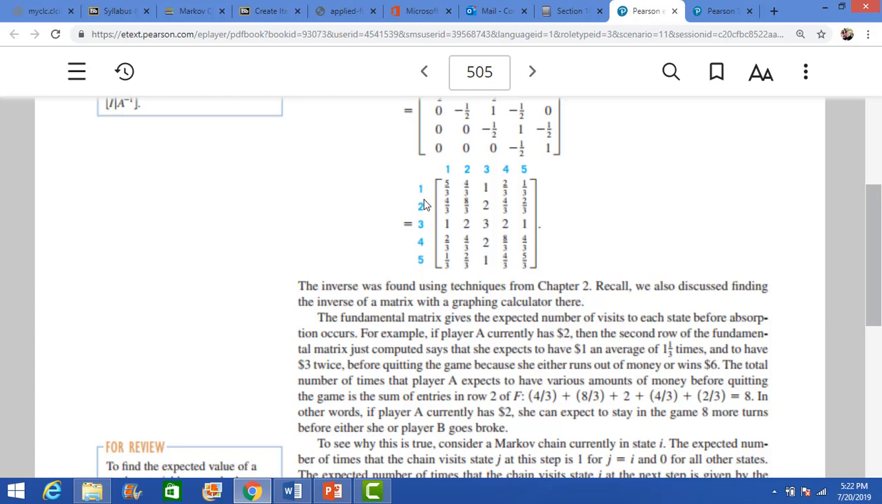So at this point, if you are in state 2, you have $2, then pretty much you're going to either lose your money or player B is going to lose their money within eight turns.